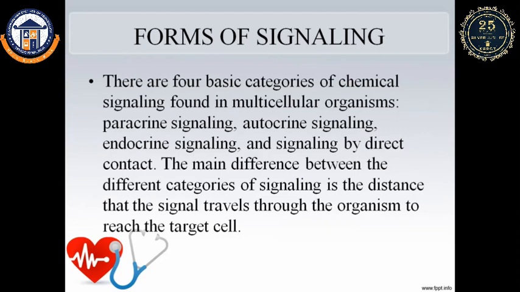In the direct contact of cells, they can be between the gap junctions, and in plants it can be plasmodesmata. The main difference between the categories of cell signaling is the distance over which the signal travels.